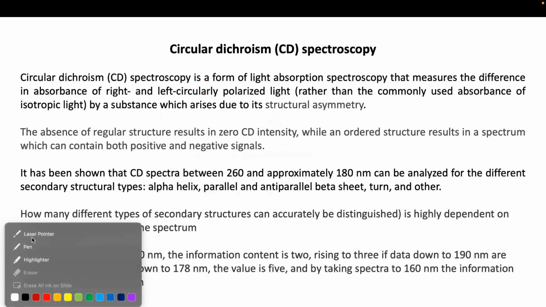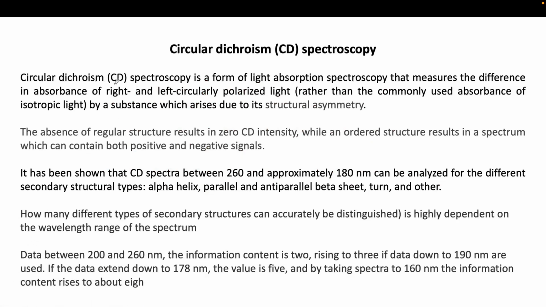Circular dichroism spectrophotometer is a form of light absorption spectroscopy. Like other spectrophotometers, it is also a light absorption spectroscopy, and it measures the differences in absorbance of right and left circularly polarized light, rather than the commonly used absorbance of isotropic light by a substance, which arises due to its structural asymmetry.